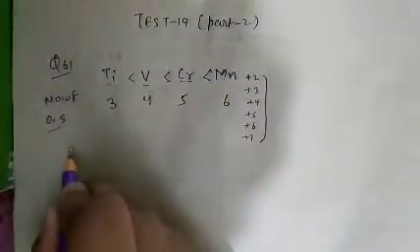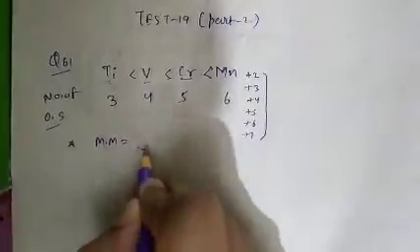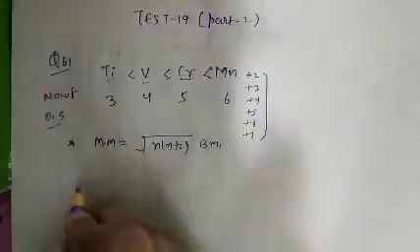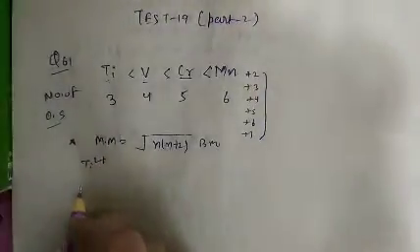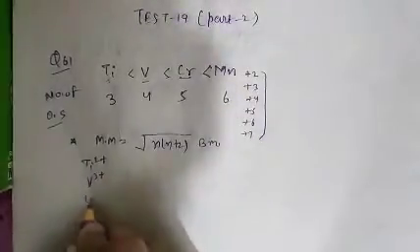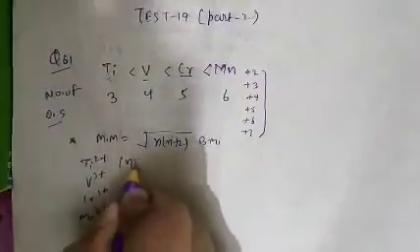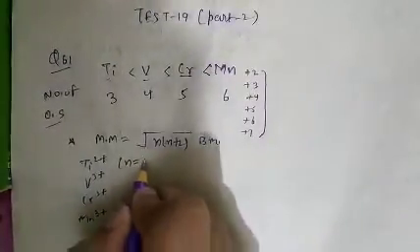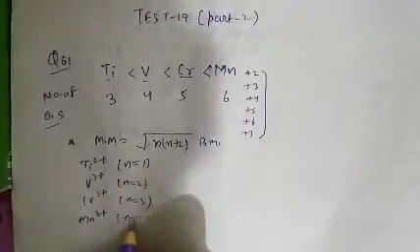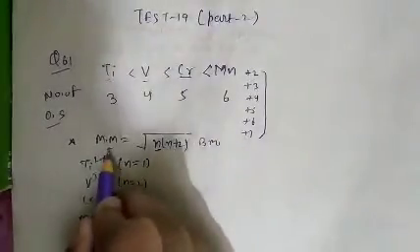So A is correct. Now C. Second is regarding magnetic moment. As we know, magnetic moment is square root of n into n plus 2 Bohr magneton. When we see titanium 2 plus, vanadium 3 plus, chromium 3 plus and manganese 3 plus, the number of unpaired electrons in titanium 2 plus is 1, and here it is 2, and here it is 3 unpaired electrons, and here it is 4 unpaired electrons. So as the number of unpaired electrons increases, magnetic moment also increases.